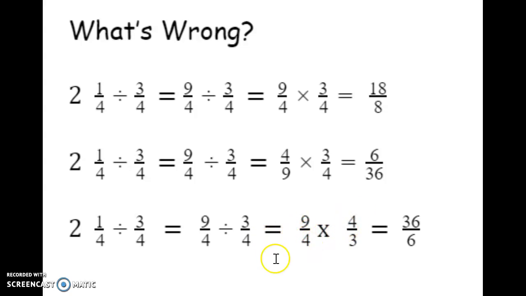Well, it looks like they didn't cross cancel when they should have cross canceled. And let's look and see what they did. Because sometimes even if you don't cross cancel, you might get a bigger improper fraction that you can reduce. 9 times 4 is 36. 4 times 3 is not 6, so that answer was incorrect.